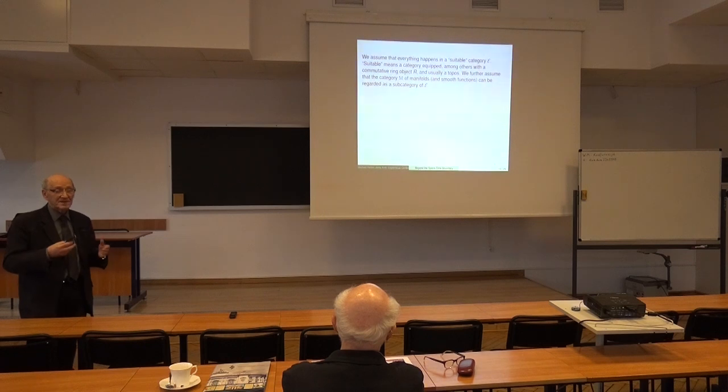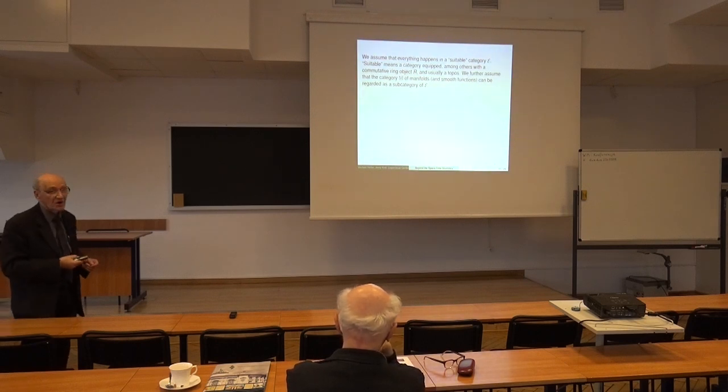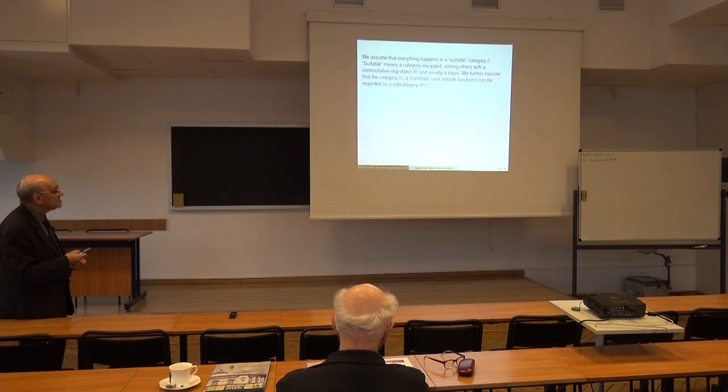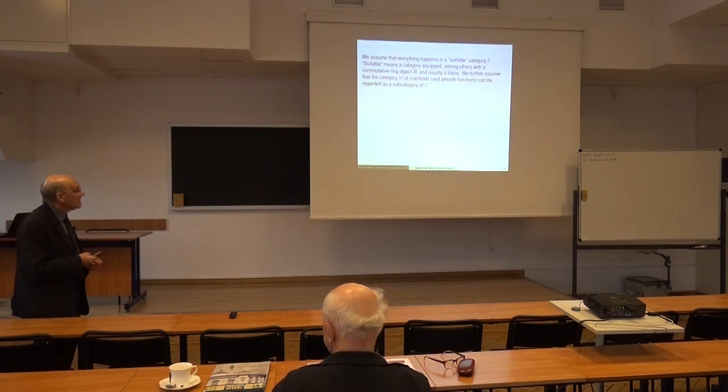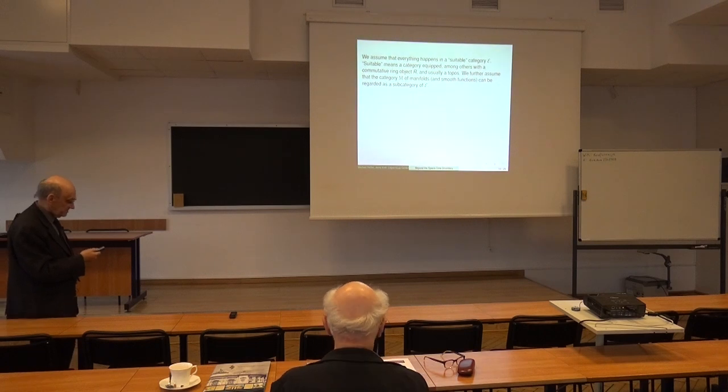Well, as I said, we must assume that our logic is intuitionistic. So we must assume that everything happens in a suitable category in which logic is intuitionistic. I will call this category E, capital. Suitable means that the category is equipped, among others, with a commutative ring object R with infinitesimals, and usually it is a topos. Perhaps at the end I will say something about various categories which satisfy these requirements, but for the majority of our talk it's not necessary. Let's just assume that everything happens in a suitable category.